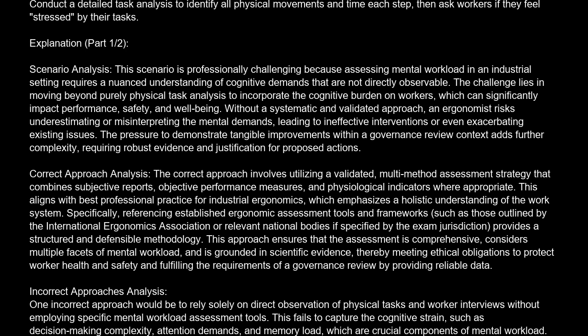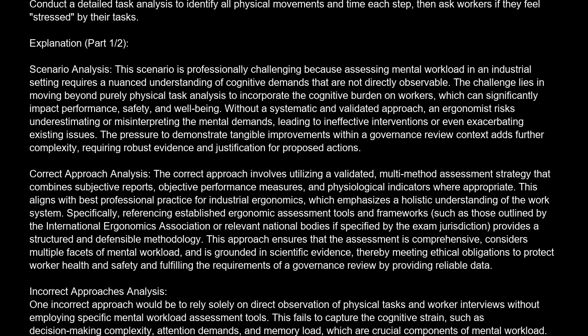Without a systematic and validated approach, an ergonomist risks underestimating or misinterpreting the mental demands, leading to ineffective interventions or even exacerbating existing issues. The pressure to demonstrate tangible improvements within a governance review context adds further complexity, requiring robust evidence and justification for proposed actions.